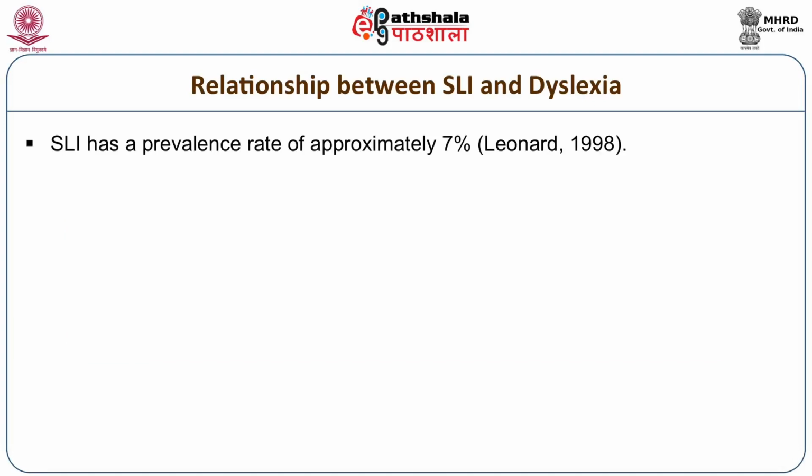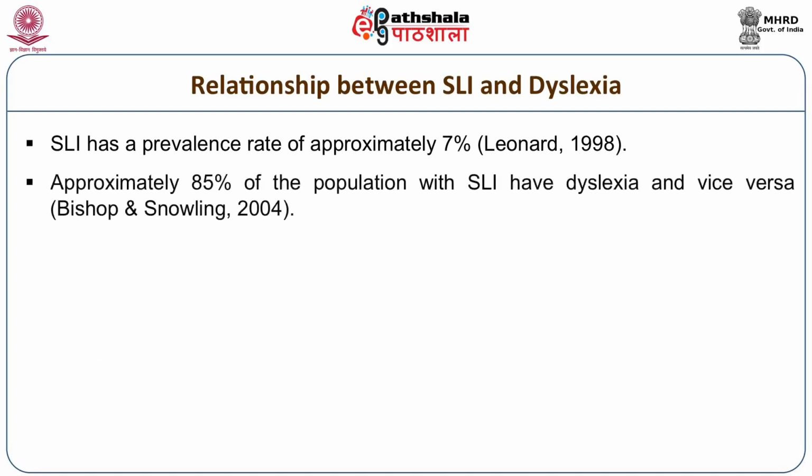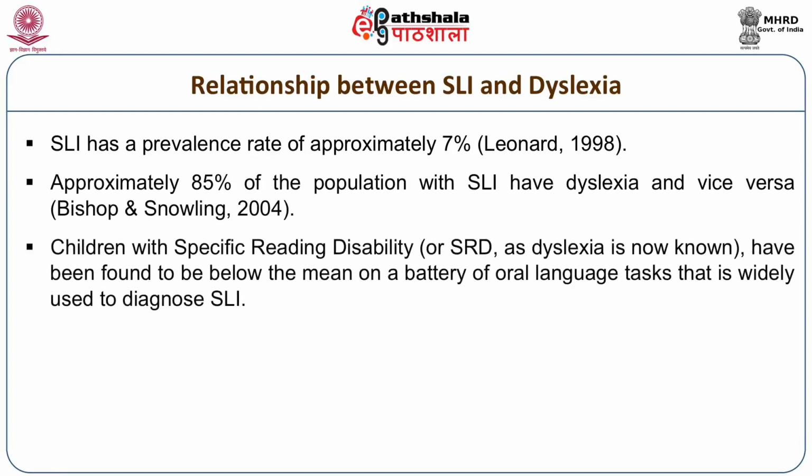The prevalence rate for SLI, not surprisingly, is at 7%, almost as it is for dyslexia. And approximately 85% of the children with SLI have dyslexia and vice versa. Children with dyslexia are also known to perform below the mean on a battery of oral language tasks used to diagnose SLI.